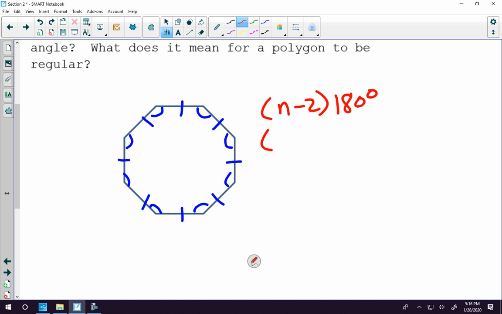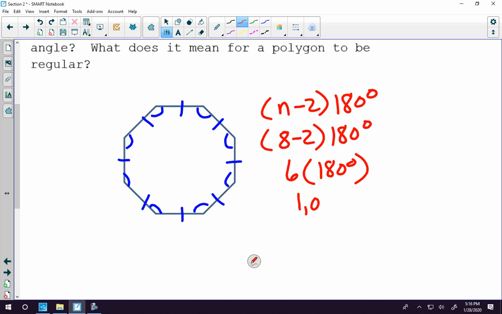times 180. Applying that in this regular octagon, 8 minus 2 times 180 degrees. There's 6 triangles definitely in this regular octagon. So 6 times 180 degrees is 1,080 degrees. Okay? Now, the difference is this.